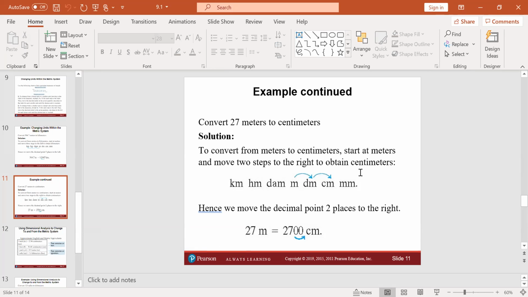So centimeters and millimeters are pretty common units of measurement. Kilometers are pretty common, and then just meters themselves. You'll see that a lot. Hectometers, decameters, decimeters, you won't really see them as much.